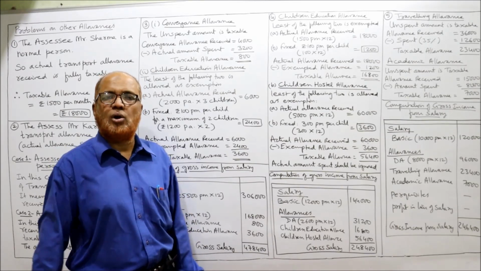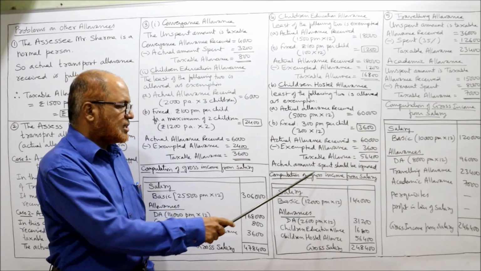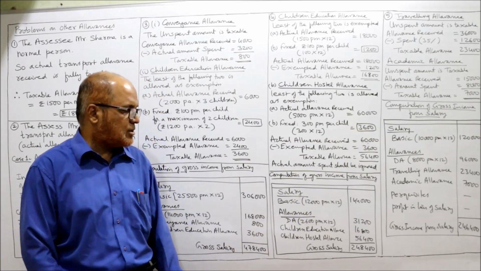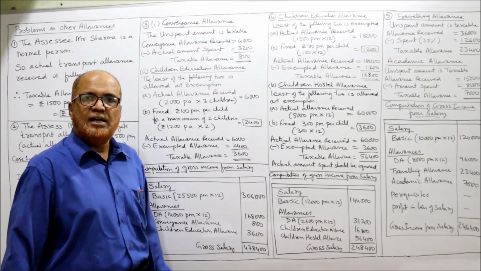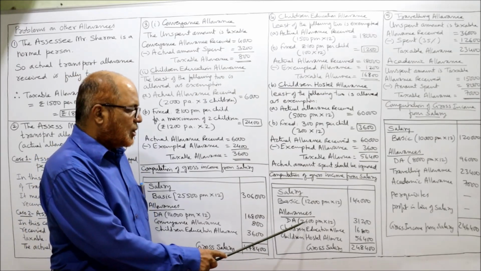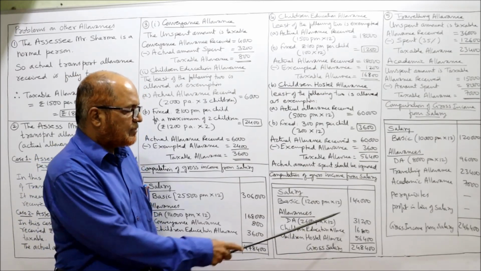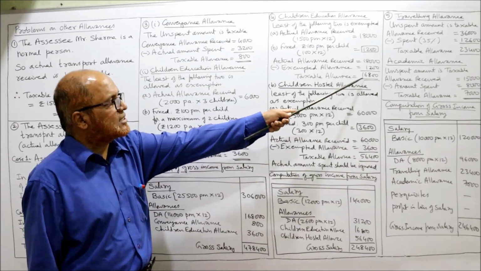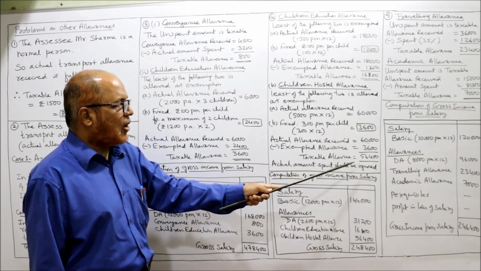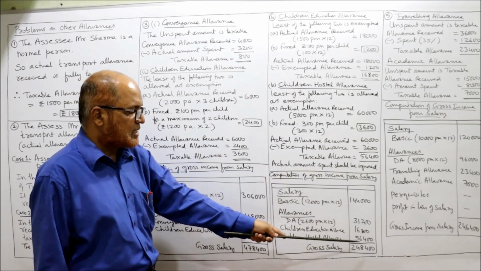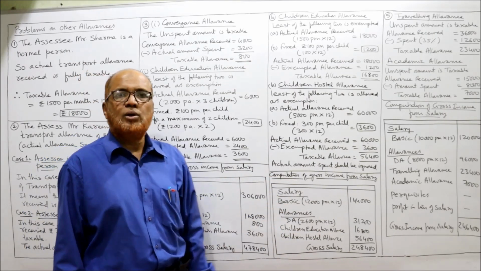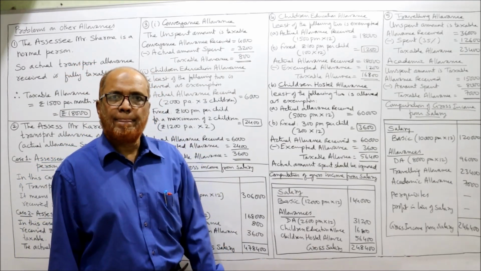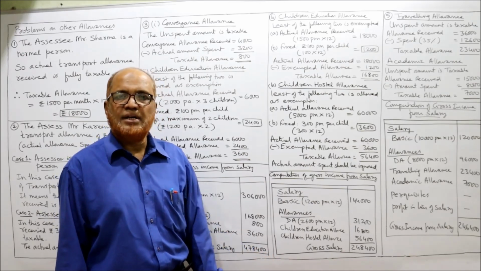Now we can compute the gross income from salary. Computation of gross income from salary, basic pay, 12,000 per month into 12, 1,44,000. And allowances, DA, dearness allowance. Now DA is 2,600 per month into 12, 31,200. And children education allowance, we have calculated 16,800. And children hostel allowance taxable portion 56,400. The total income 2,48,400. That's it. This is the gross income from salary.